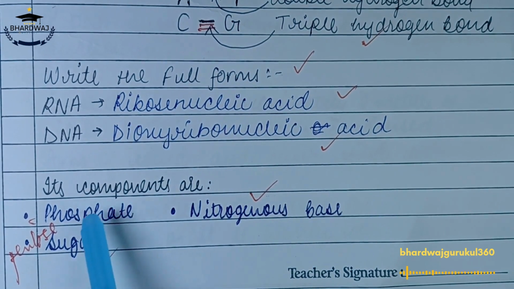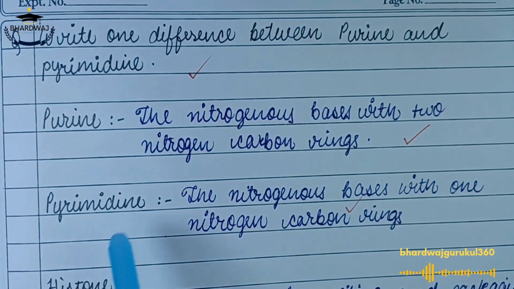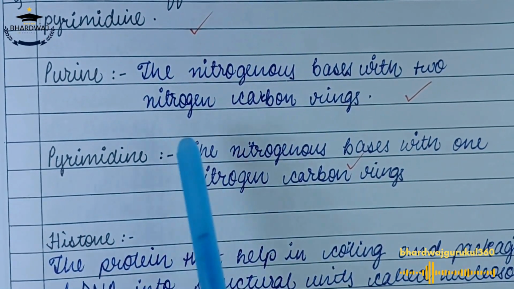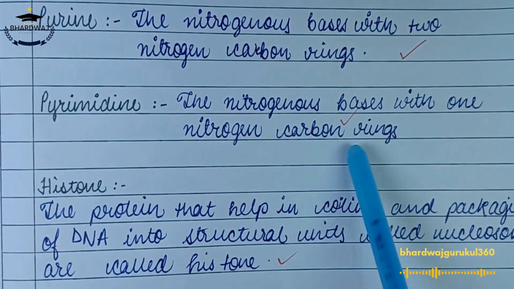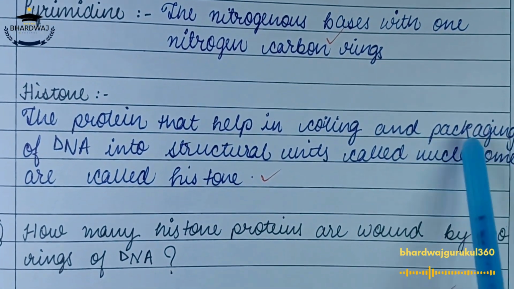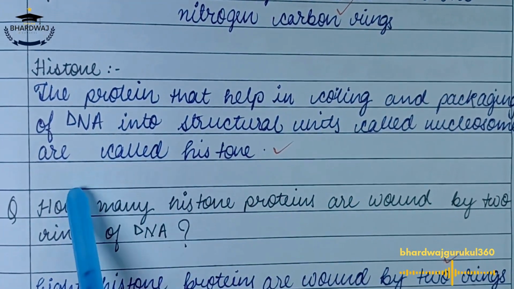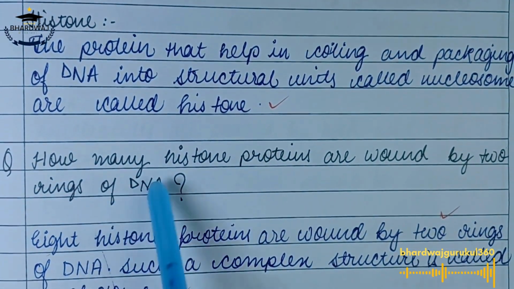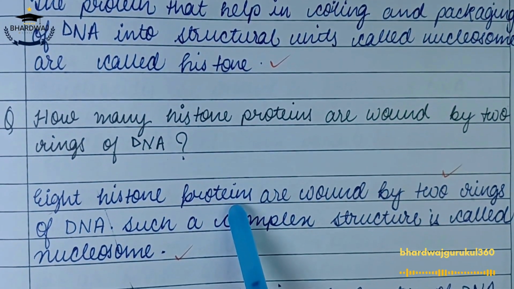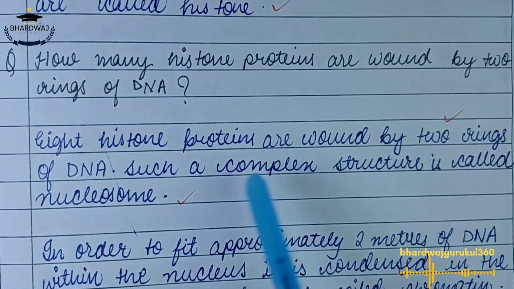Its components are phosphate, sugar and nitrogenous base. Purine, the nitrogenous bases with 2 nitrogen carbon rings. Pyrimidine, the nitrogenous bases with 1 nitrogen carbon ring. Histone, the protein that helps in coiling and packaging of the DNA molecules into structural units called nucleosomes, is called a histone protein. How many histone proteins are wound by 2 rings of DNA? 8 histone proteins are wound by 2 rings of DNA. Such a complex structure is called a nucleosome.